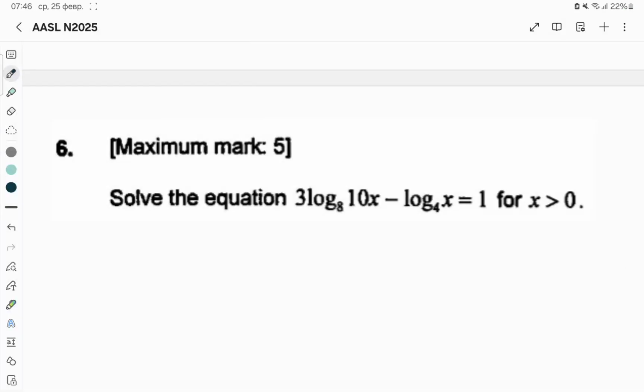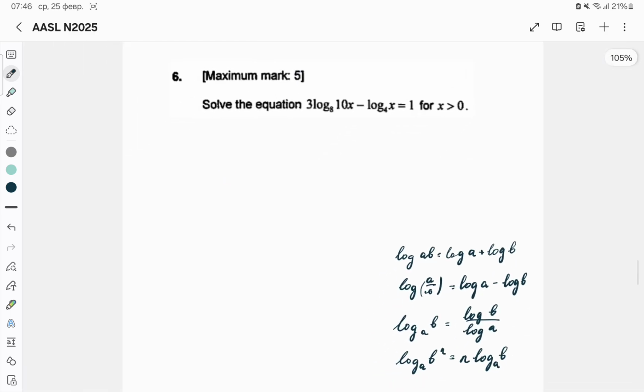Hello, in this question we're going to consider question number 6 of November paper 2025, Analysis and Approaches Standard Level. Past paper, paper 1 without calculator. This is a question for 5 marks containing logarithms. Probably we will need the properties of logarithms, one of these rules that I listed below.